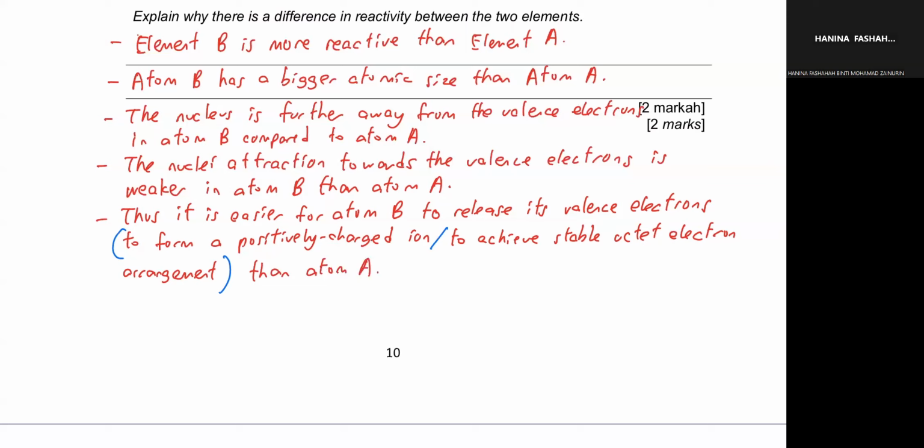But if it's 2 marks only, the answer scheme only needs to look at this and this. I mean, if you want to add the first sentence, also no problem. You can say element B is more reactive than element A, no problem. If it's 2 marks, you can write the ticked one only. If it's in case like 4 or 5 marks, then you add the sentence comparing the size first, the atomic size.